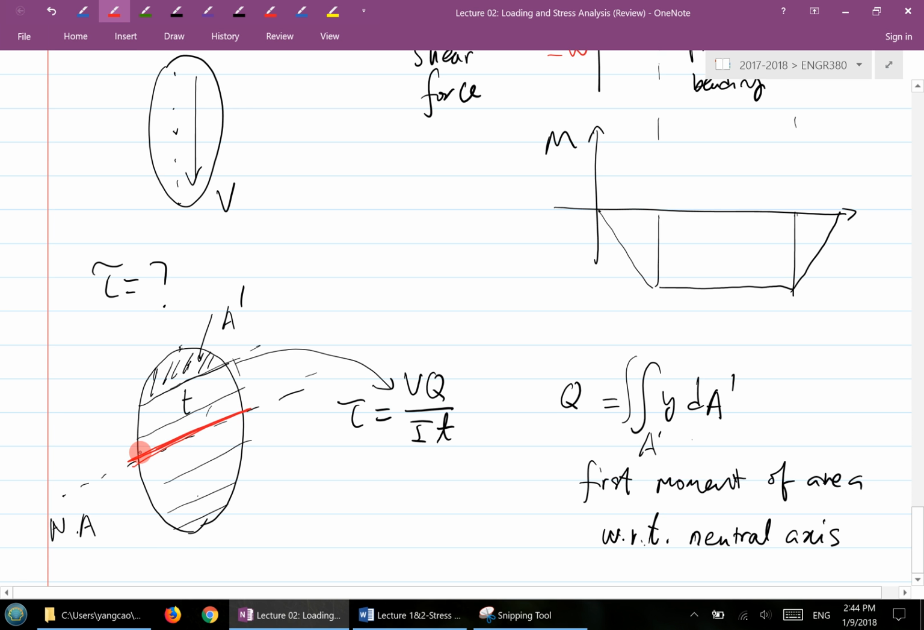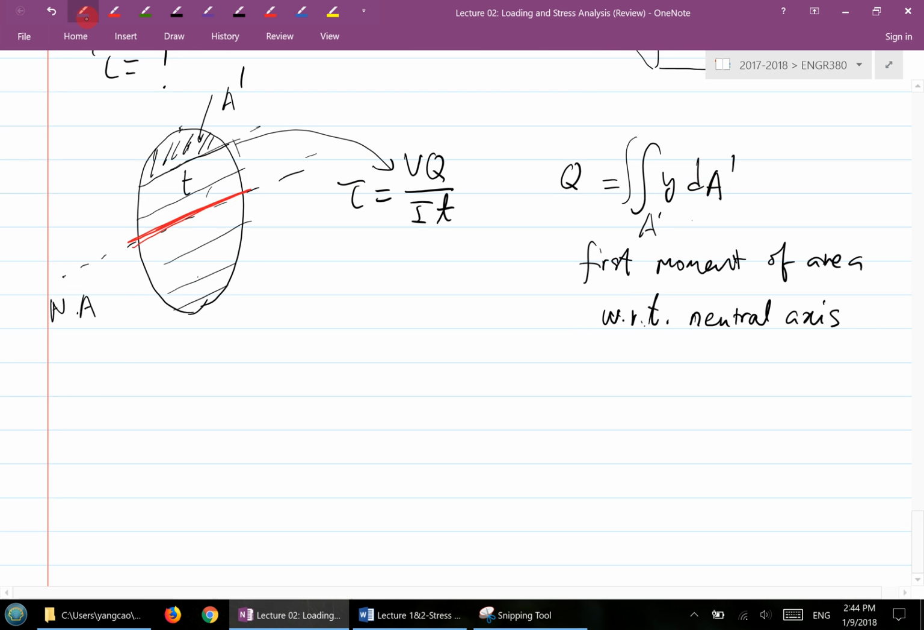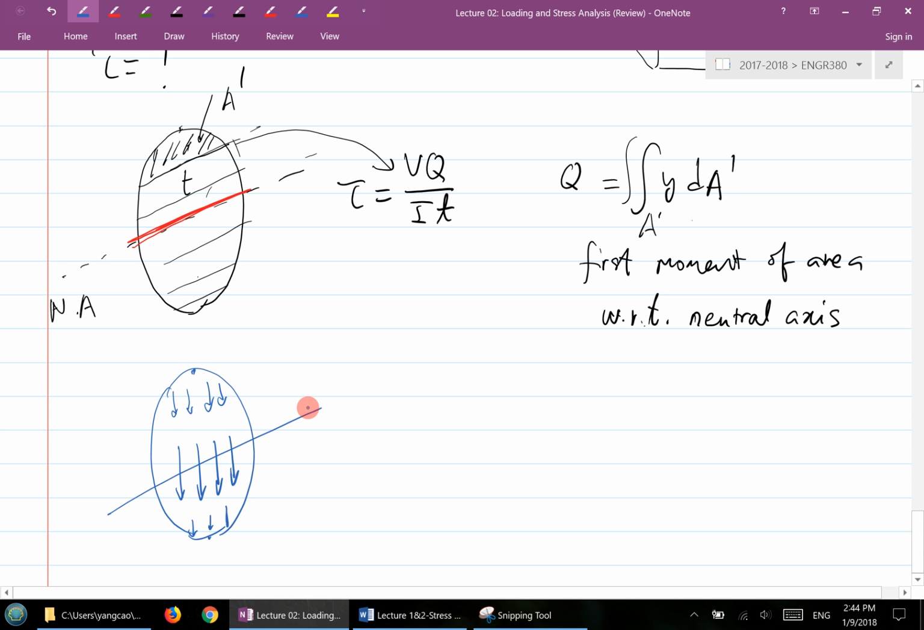Here, right? So if I redraw this, if this is your cross section, then the shear stress distribution is 0 on the top and bottom, and then it starts to increase, and it will have the maximum at the neutral axis. That makes sense? The thickness going across along the neutral axis. So that's the idea of the shear stress distribution.